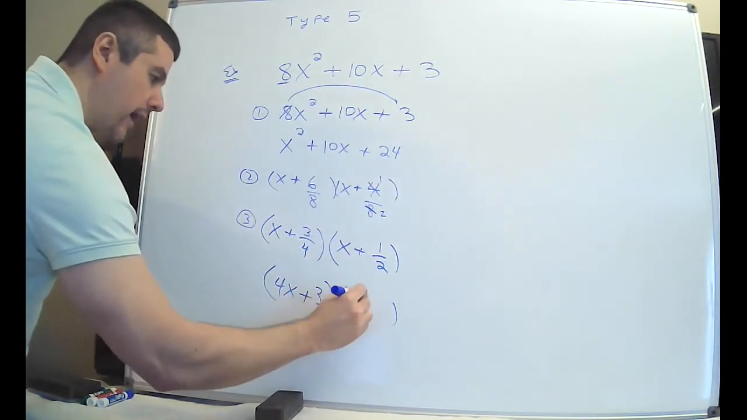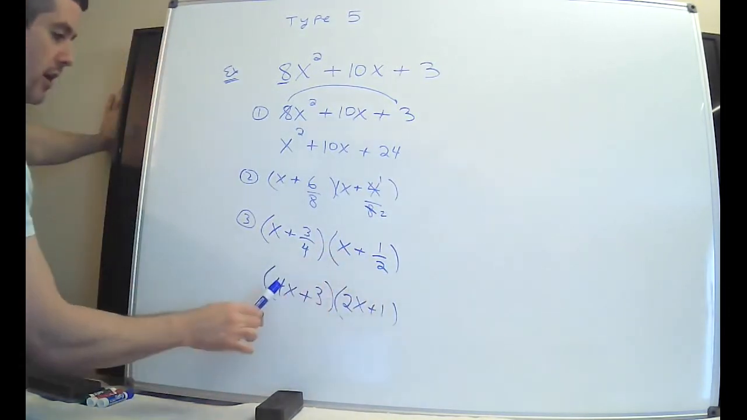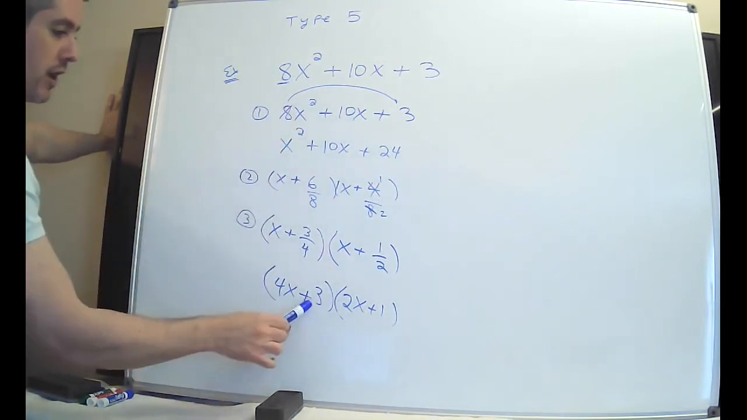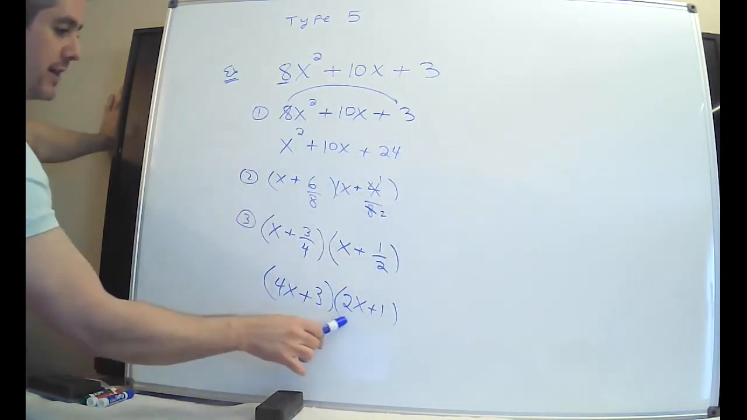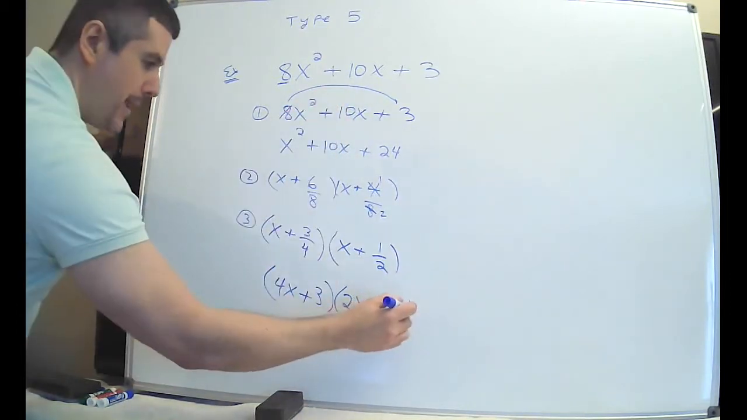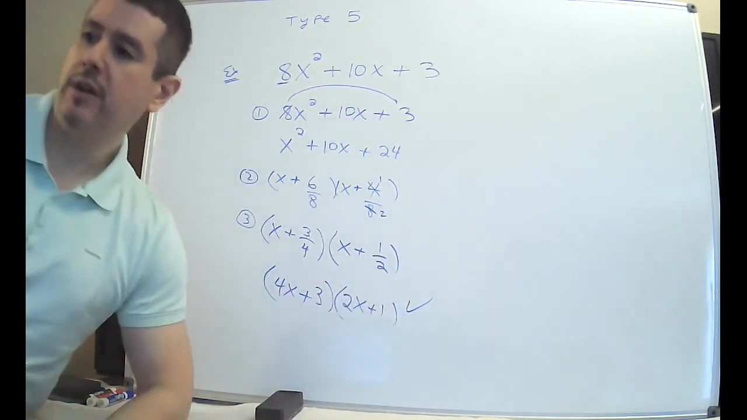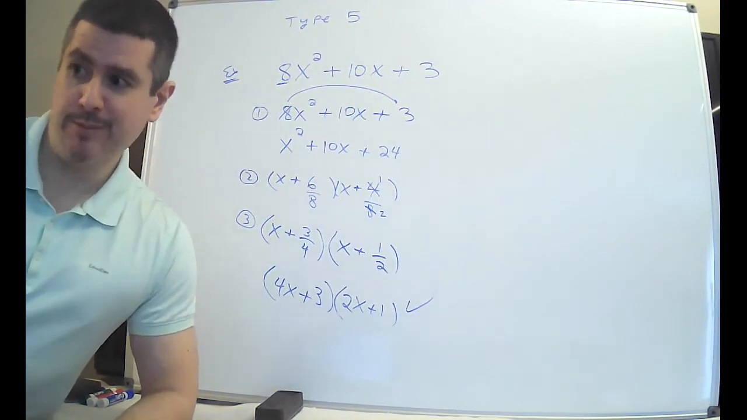So here it's 2x plus 1. Now check it. 4x, 2x, 8x squared. 3 times 1, 3. In the middle, you get 6. At the end, you get 4. 6 plus 4, 10. Bing. Done.